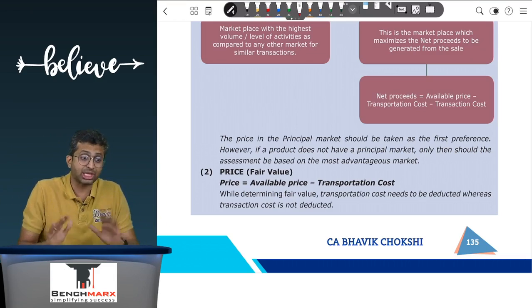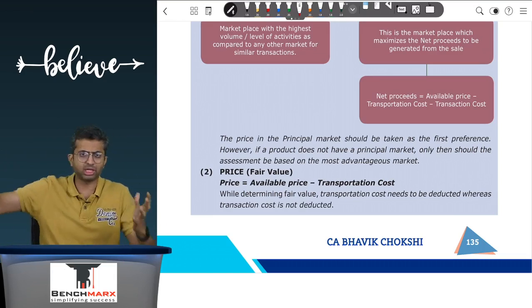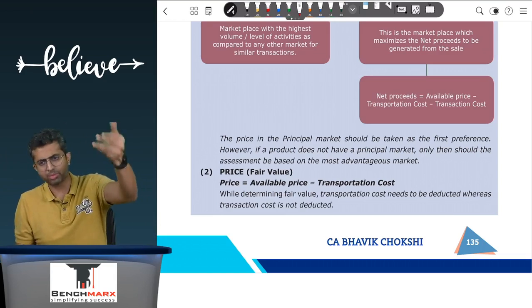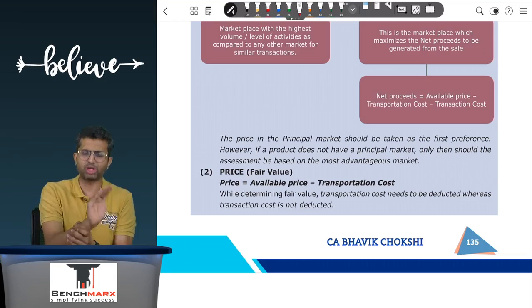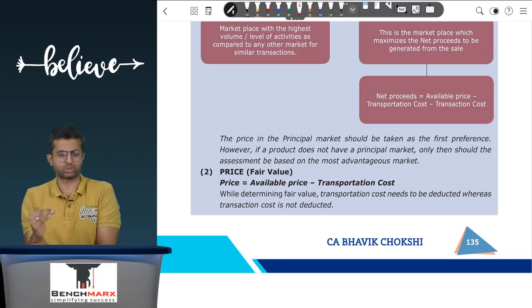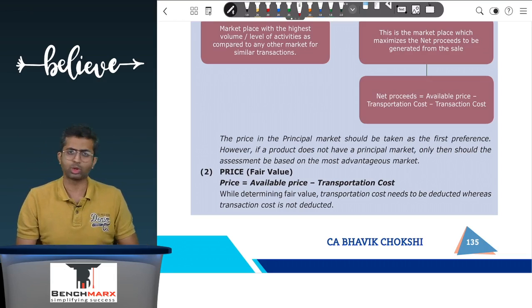And hence the standard says, well, if transaction cost has to be subtracted separately, then it will be told in the standard. Otherwise, fair value is your available price minus the transportation cost. You will not subtract transaction cost to determine fair value. Yes, if you want to find fair value less cost to sell, then separately under the respective standard you can subtract the transaction cost or the cost to sell, as the case may be.